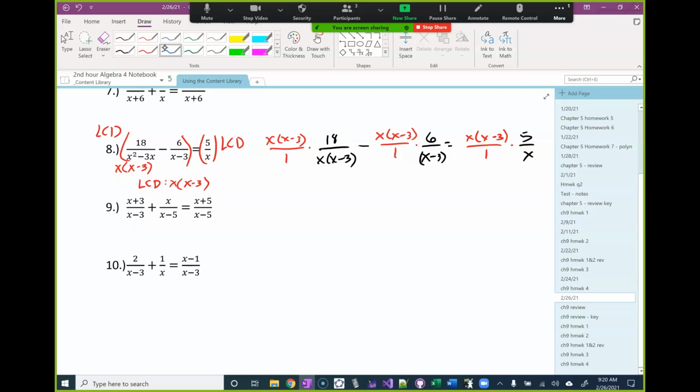Lily, so far so good? Okay. So now we'll reduce. So I'm left with 18 from the first fraction minus 6x from the second fraction equals 5 times x minus 3. So far so good? Okay. I'm going to distribute through that 5.